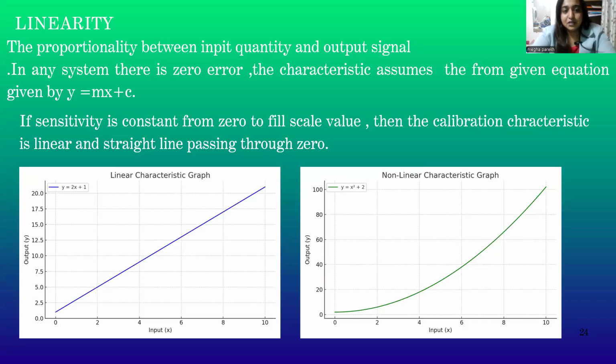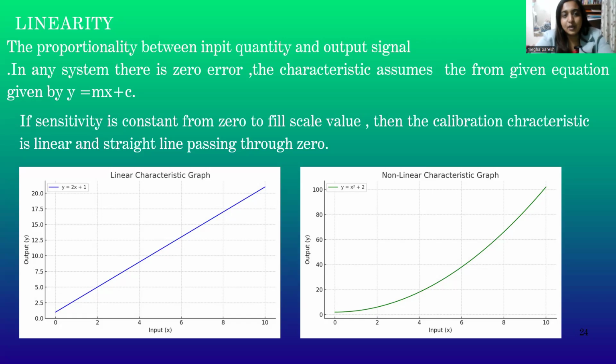Here, two pictures are shown. The first one shows a linear characteristic graph, and the second is a non-linear characteristic graph. Practically, I give you the example of a weighing scale. When I put a 1 kilogram weight on the weighing machine, it shows 1 kilogram only. So we can assume there is no error and the system's output is directly proportional to its input. Then it is called a linear characteristic of the graph.